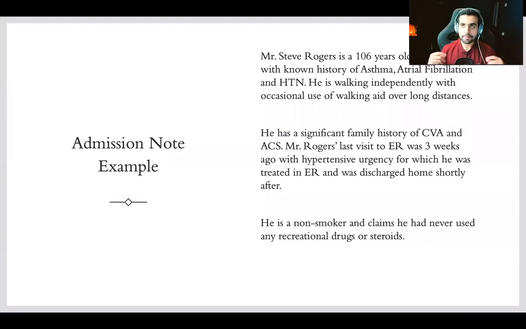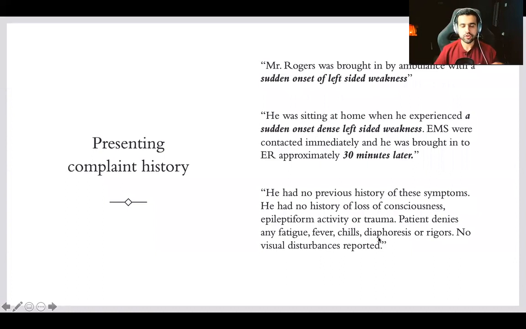So this is kind of a red flag to you that this patient maybe is not compliant to his treatment. And then the patient is a non-smoker and claims he has never used any recreational drugs. Okay, then we can go to the next one. So this just paints a picture to you of who this patient is. So then we go into the typical history that you do most of the time, which is the presenting complaint history.